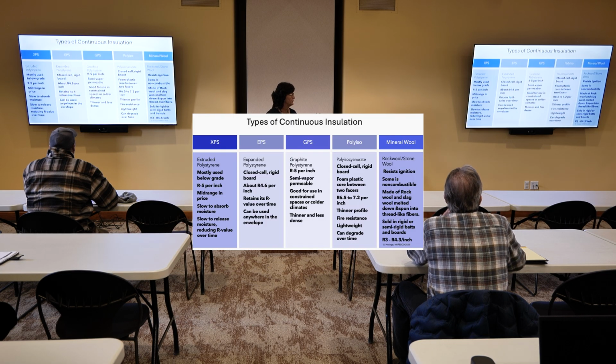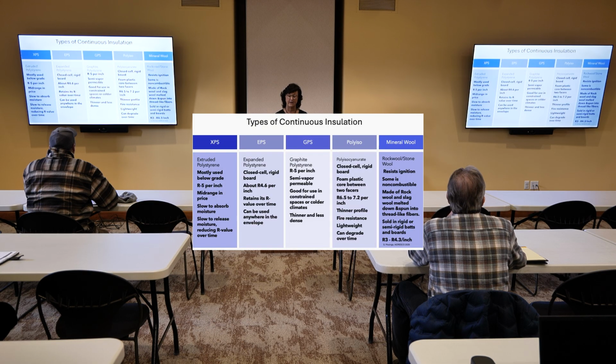Polyiso, a lot of people use polyiso. It's a closed cell rigid foam board. It has probably one of the higher U factors per inch and a nice thin profile. You can get fire resistance in it. It's pretty lightweight, but again, it's like the XPS in that it can degrade over time, so the warranty will only cover the R value for a certain period of time, and then it decreases.